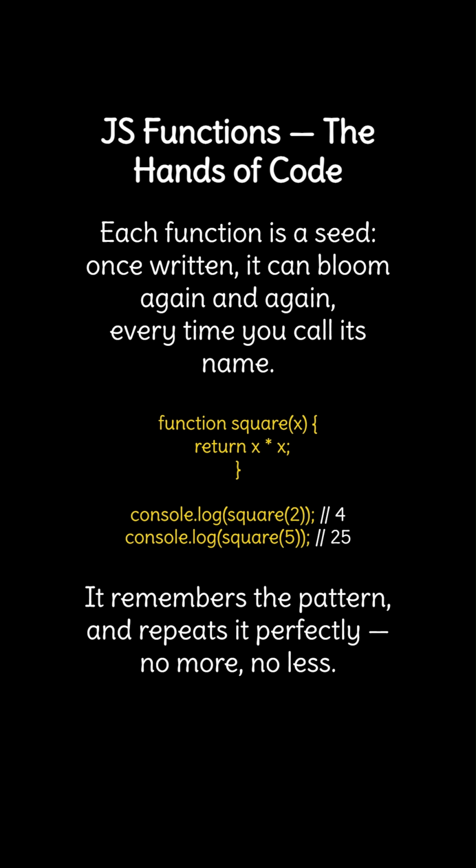Function square with x, it gives back x times x. You show square of 2, it says 4. You show square of 5, it says 25. It remembers the pattern and repeats it perfectly. No more, no less.